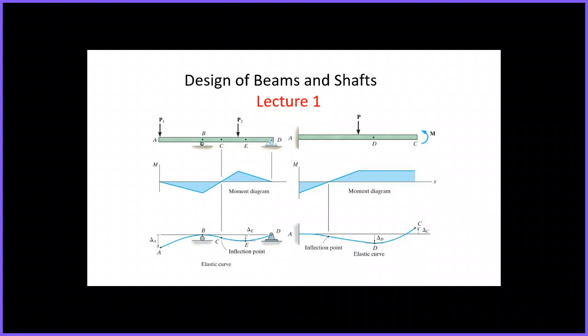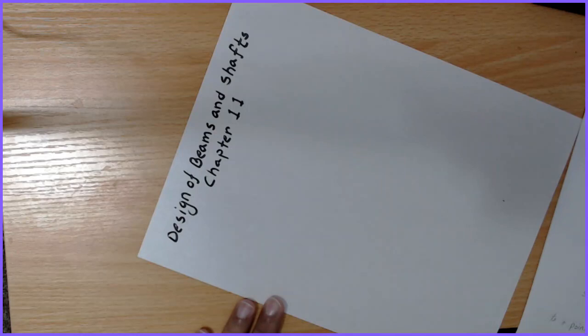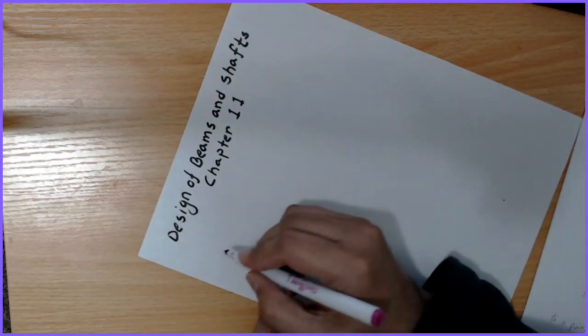So far we have learned a lot about beams. In chapter 6 we learned bending. Basically, in bending we dealt with the beams. Most of the beams actually are made of one.